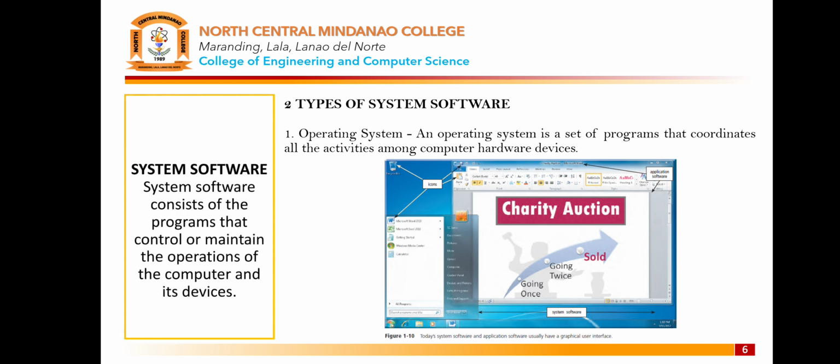Okay, so what is system software? On the other hand, system software consists of the programs that control or maintain the operations of the computer and its devices. So its job is that these are the programs that control and maintain the operation of the computer. And we have two types of system software. We have operating systems and utility programs.